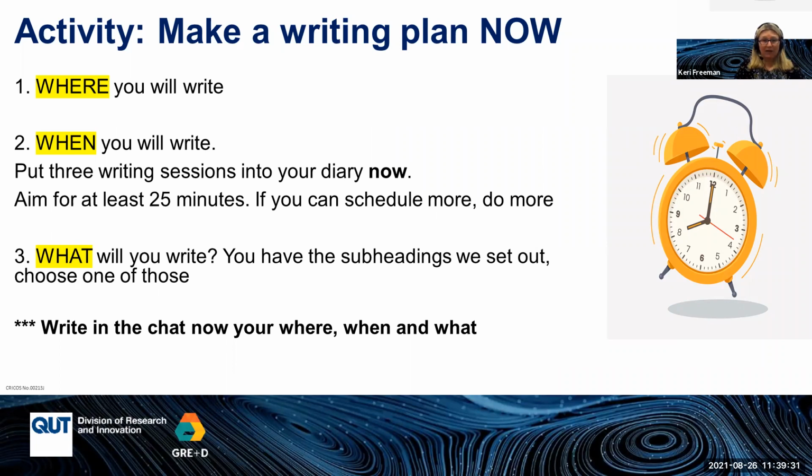Then figure out when. I want you to put, for the next week, 3 writing sessions in your diary now. Try for 25 minutes. If you can do more, great. So as I said, first one is today or tomorrow, another one on the weekend. If not the weekend, then Monday. I don't know if you give yourself the weekends off. Now, of course, you've got a whole lot of other commitments. I know that. So when you're looking at your calendar, put those commitments in first and then see where your writing time is going to come from.